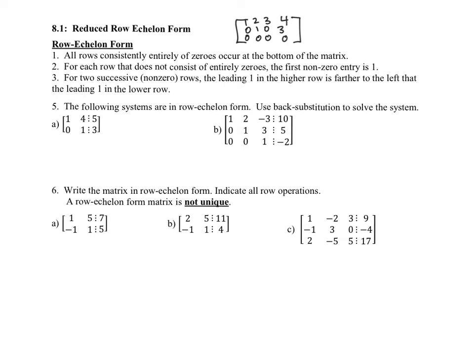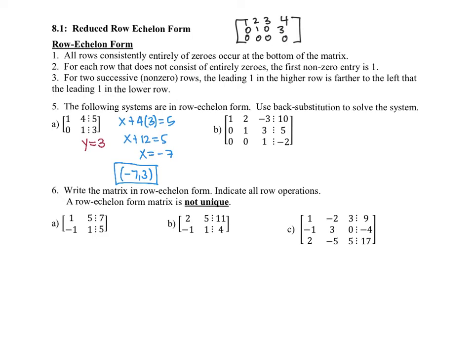So if I look at 5, this is in row echelon form already. If I want to solve this system, I automatically get that y equals 3. And if I go back to the first row, x plus 4y equals 5, I can quickly solve for x using back substitution. So the solution to the system would be -7, 3, and that was very easy because it was in row echelon form.